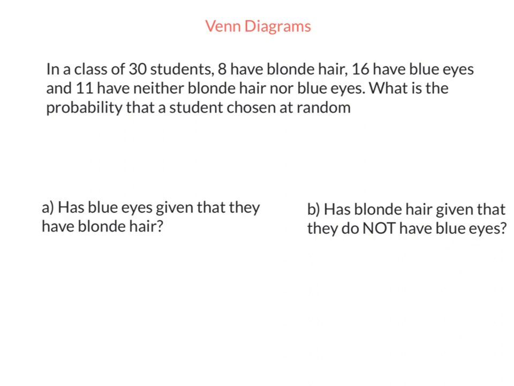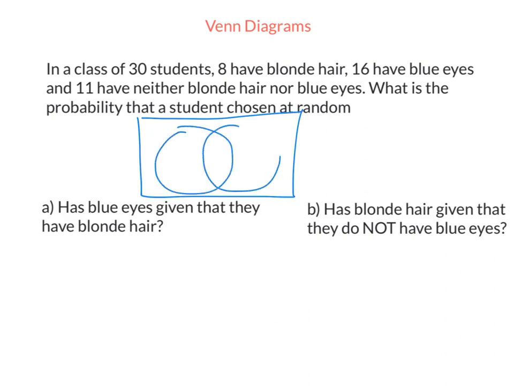So this is a question involving two sets, blonde hair and blue eyes. All Venn diagrams and two-way tables do is give us a way to display this information conveniently. So we'll set up a Venn diagram, which starts with a rectangle and two circles, one for each set. I'm going to let A be the set of students with blue eyes and B the set of students with blonde hair. I'm just going to write in the number in each set.